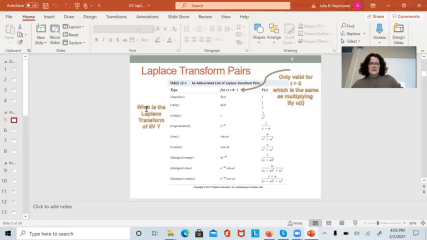Remember, if you want to take the Laplace transform of a constant, it's the same thing as taking the Laplace transform of a step response, because when you're doing the integral from 0 to t equals infinity, u of t is always 1.